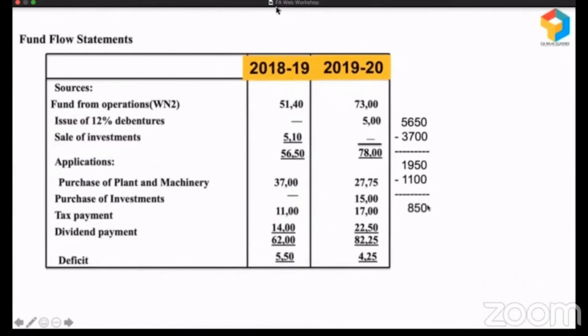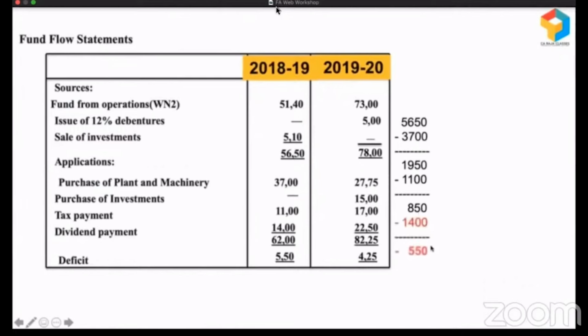So they are left with 1,950 minus 1,100, 850. When they are left with 850, they did this mistake. When they are left with the long-term fund of 850 only, they went and paid dividend of 1,400. What is the amount they have? 850. But what is the dividend they have paid? It is 1,400. It's not acceptable, right? But they did that. How? They went and paid 1,400.